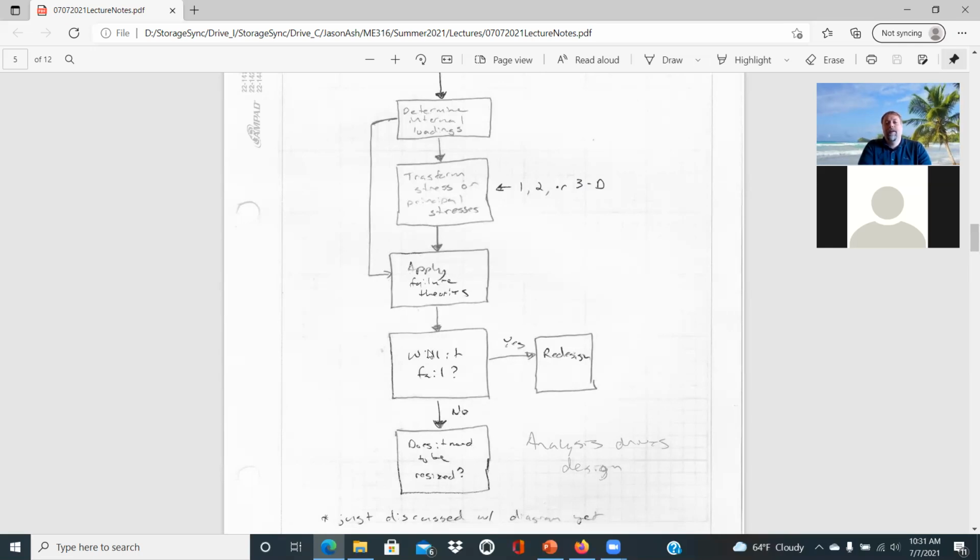One question is, will it fail? Yes, if it would fail, you'd have to redesign that. No, if it doesn't fail, does it need to be redesigned or resized? If you're trying to design, say, to a factor of safety of 4, and you end up with a factor of safety of 12, there's a good potential you could reduce down the material, reduce down the weight of it, and still meet your design objective.